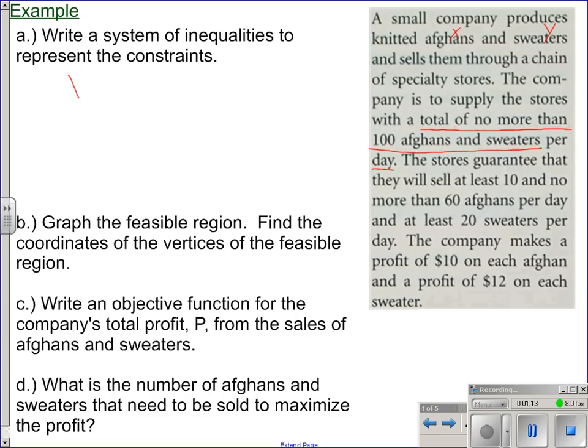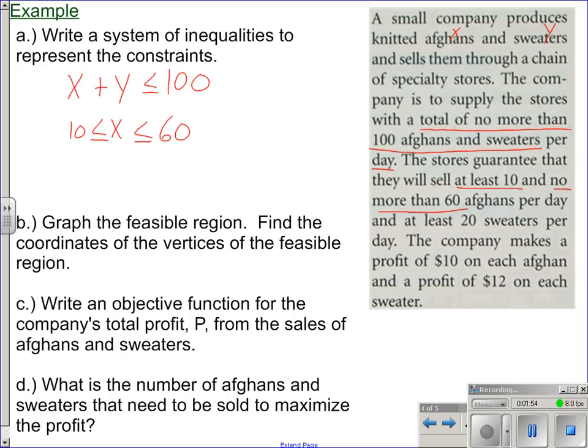All right, so no more than those. So it's going to be less than or equal to 100. You got a certain number of Afghans, you got a certain number of sweaters, total of no more than 100. So that's one equation, or one constraint. The stores guarantee that they will sell at least 10 and no more than 60 Afghans. So Afghans were X. It was at least 10, no more than 60. So greater than or equal to 10, no more than 60, so less than or equal to 60.